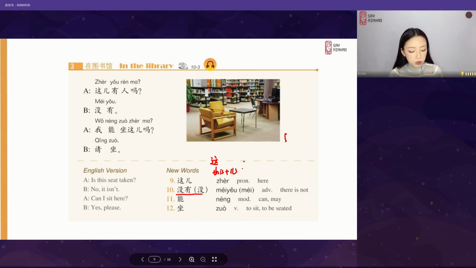Okay, next one is 没有. Read after me please, 没有. Pay attention to this: we should read it with a half tone, right? And we can also say just 没有 or 没. These two can both express there is nothing, there is not something. For example, there is no Chinese book, which is 没有汉语书. If you want to say there is not something, you just say 没有 plus that thing.